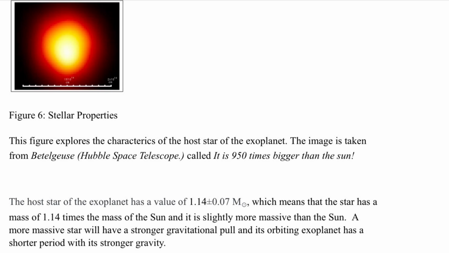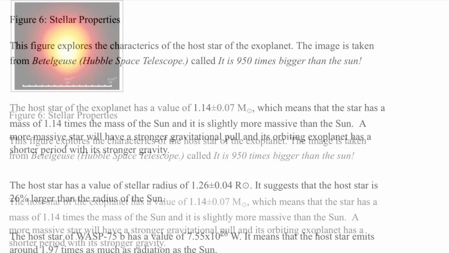It represents the average temperature of the host star's photosphere, and it can determine the star's color, luminosity, and spectral type, which are factors that directly influence the exoplanet's formation, environment, and potential habitability. For the host star of WASP-75b, it has a value of 6,100 plus or minus 100 Kelvin, and its true effective temperature is between 6,000 Kelvin and 6,200 Kelvin. With this effective temperature range, the host star has a color between white and yellowish white.